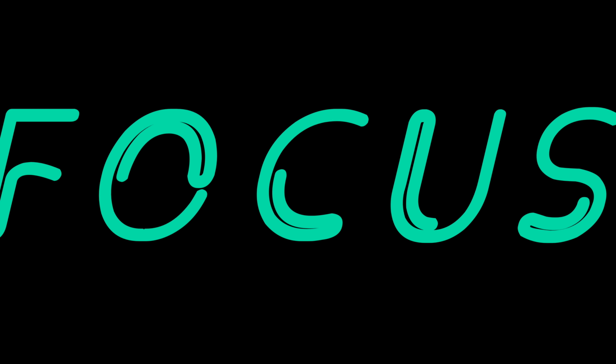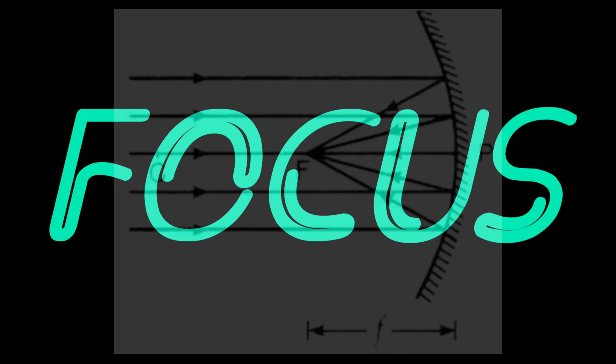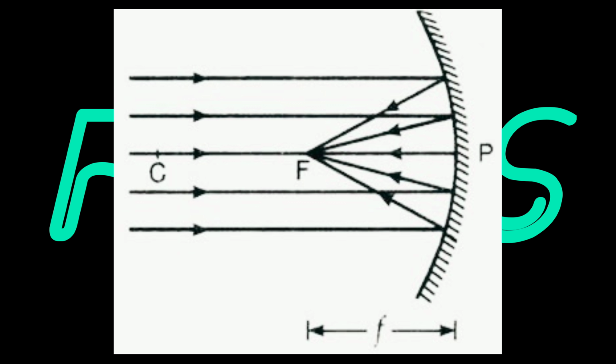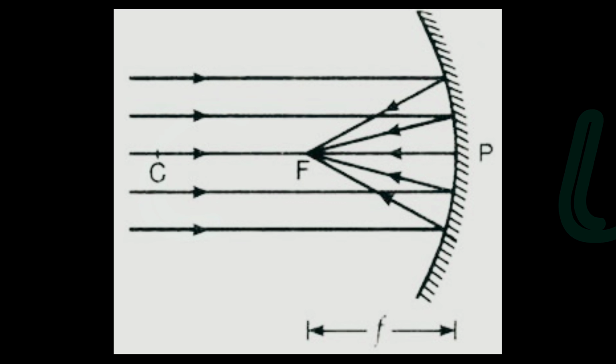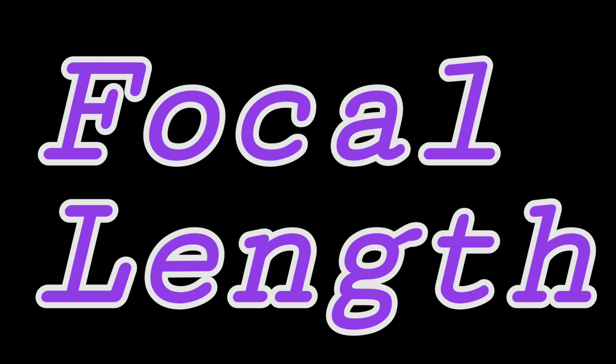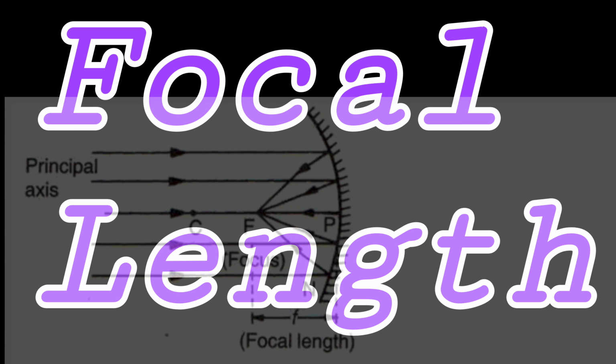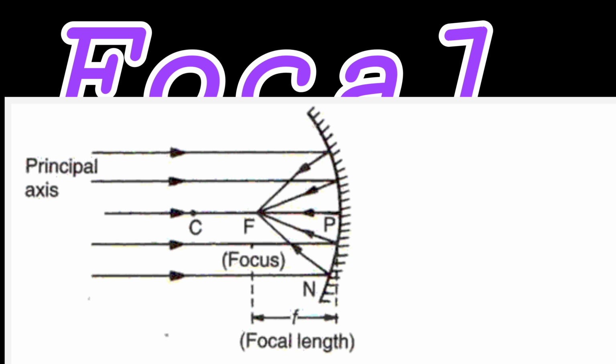Focus is the midpoint of the radius of curvature. It is denoted by symbol F. The distance between focus and the pole of a spherical mirror is called focal length. It is half of the radius of curvature.